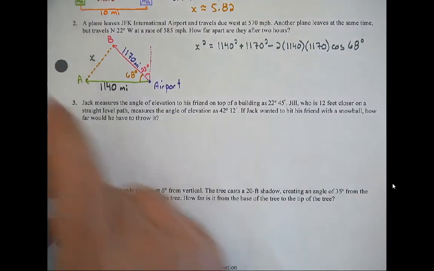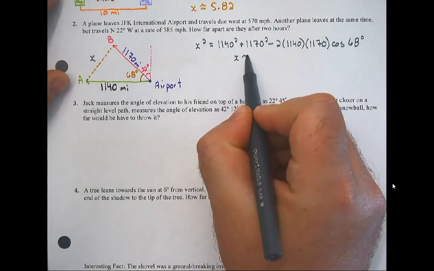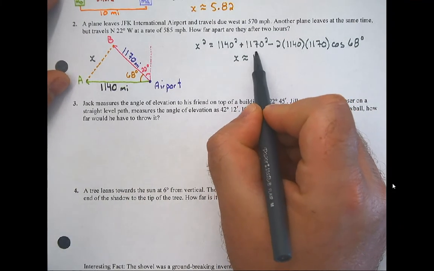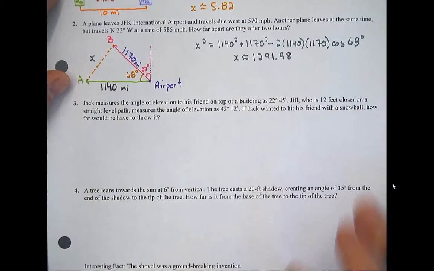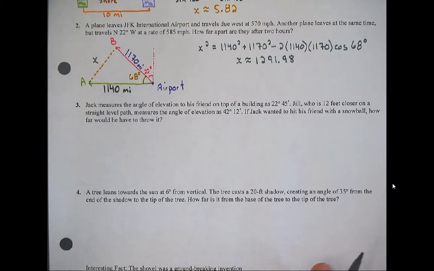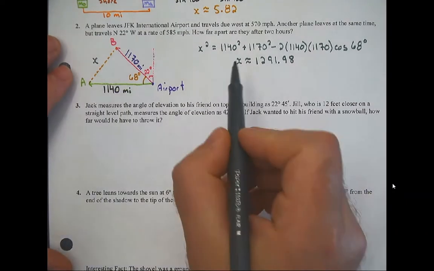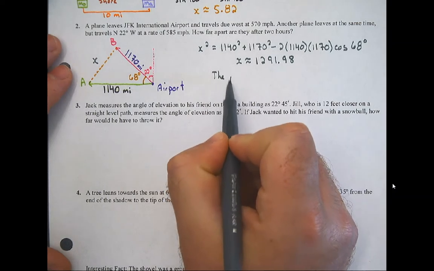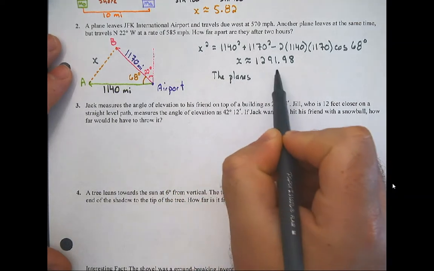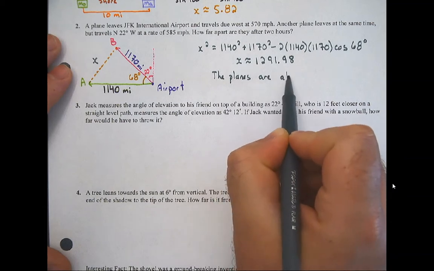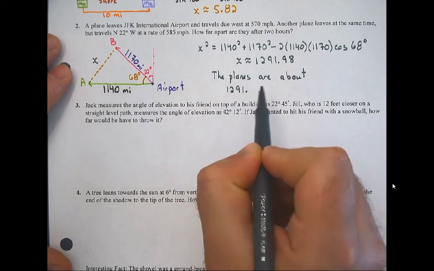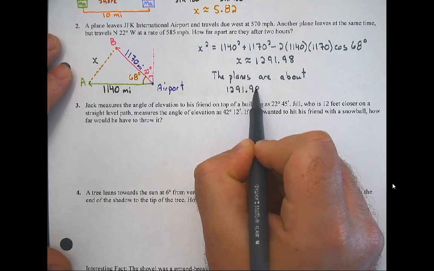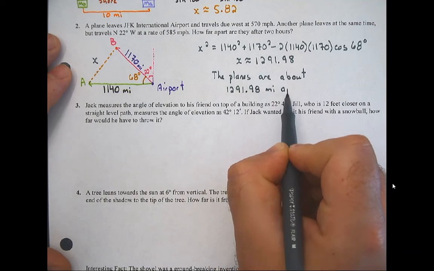1,291.98. So x is approximately 1,291.98. And because this is a story problem, let's make a little, not a long story answer, but just maybe a one sentence, one statement. So the planes are about 1,291.98 miles apart.